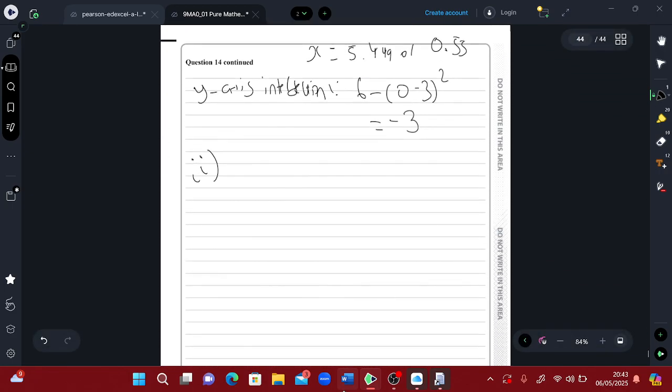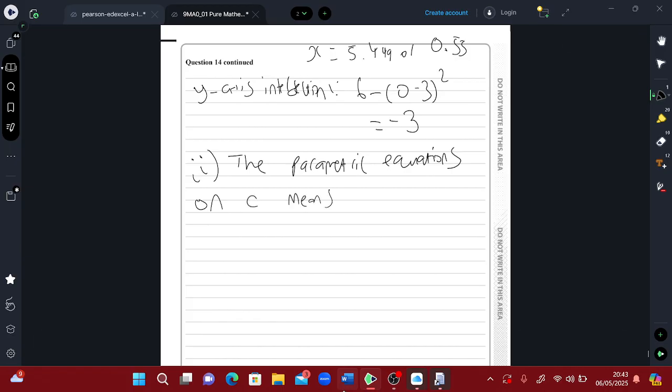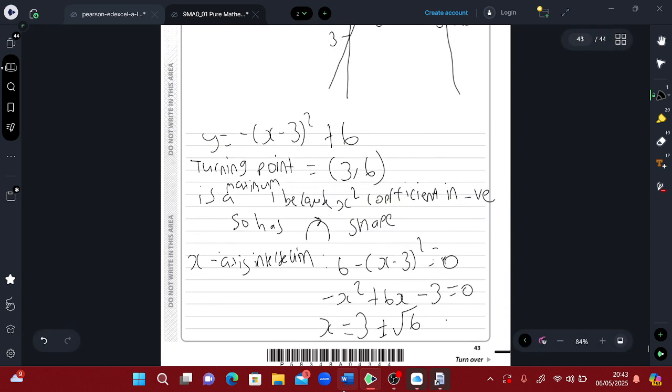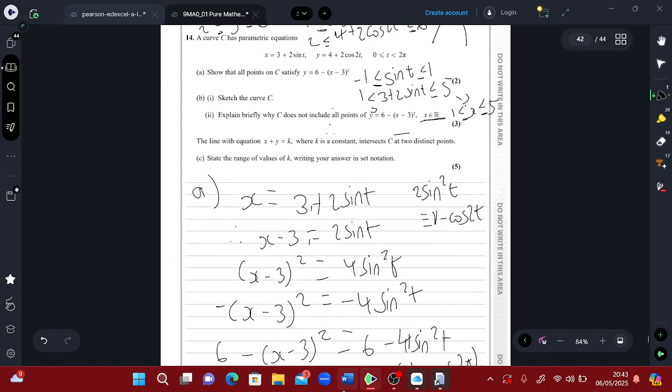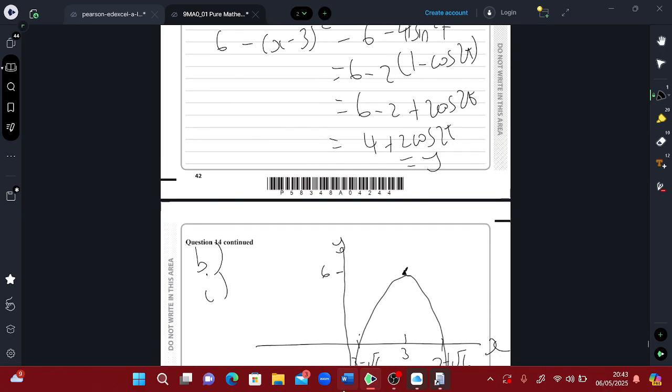So I guess to write that, the parametric equations on C means that 1 is between x and 5, since -1 is between sine t and 1. So what was it? 1 is less than or equal to 3 plus 2 sine t. Okay.